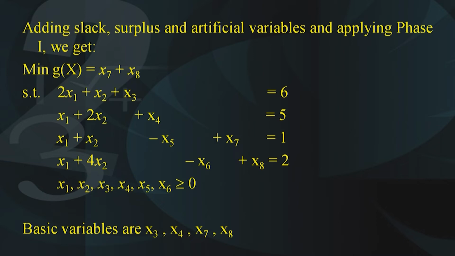2x1 + x2 + x3 = 6. Second constraint is x1 + 2x2 + x4 = 5. Third one is x1 + x2 - x5 + x7 = 1, and the last equation is x1 + 4x2 - x6 + x8 = 2. As you know, x3 and x4 are the slack variables, x5 and x6 are the surplus variables, and x7 and x8 are the artificial variables. Of course, all of them have to be greater than or equal to 0.